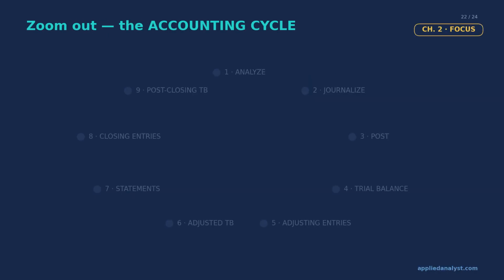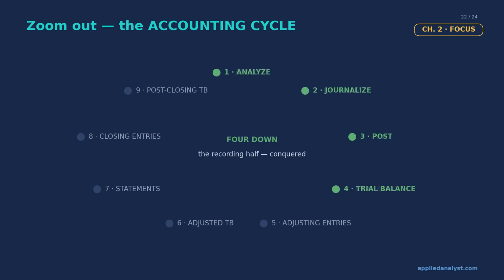Zoom out, you've earned the view. Everything accountants do, every period follows one loop. The accounting cycle, 9 steps. Analyze, journalize, post, trial balance. Look where you're standing. You've already done all 4. The entire recording half conquered. What's left? Adjusting entries and the adjusted trial balance. That's Chapter 3, where we make the books tell the truth. The statements from Chapter 1. Closing entries in 4, and the post-closing trial balance that resets the loop.